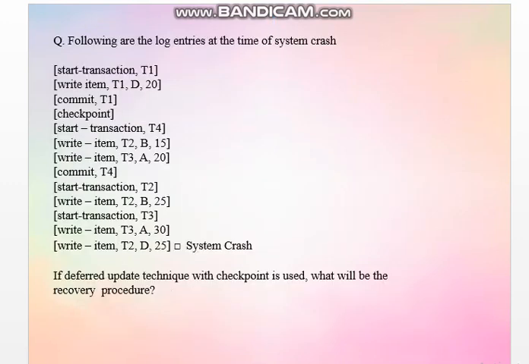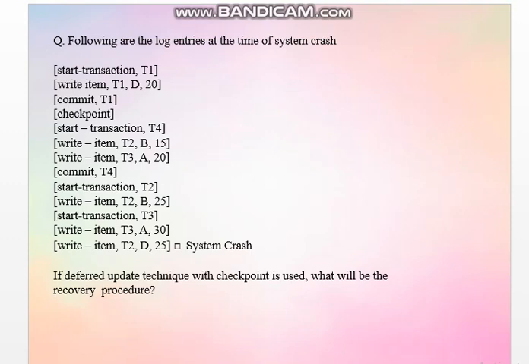Now if we use the deferred update recovery method, consider this example. Here we have a transaction T1 which writes the data item and then it commits. Then we have a checkpoint entry. Then starting with the transaction T4, we have two write operations, one on the data item B, another on the data item A, and then T4 also commits. Then we start the transaction T2, but it is not committed, and then T3 which is also not committed. And the system crashes over here, and we are using the deferred update method.